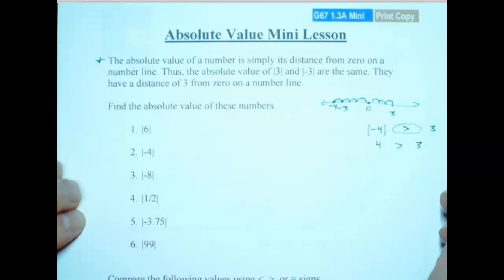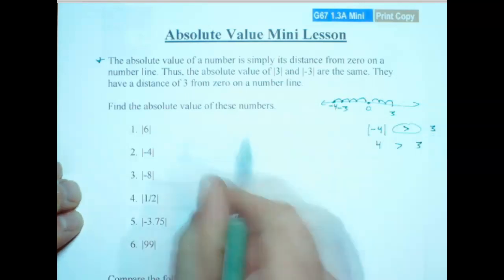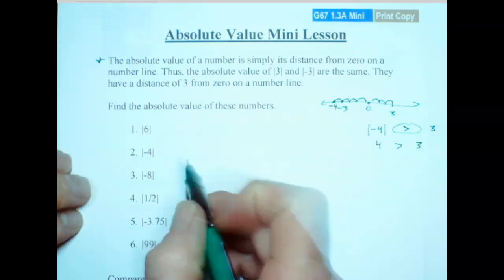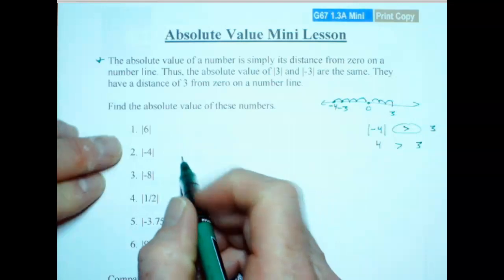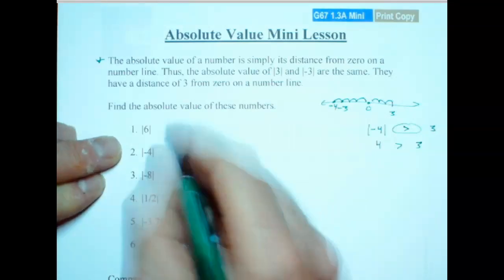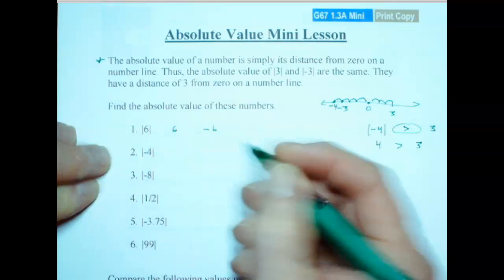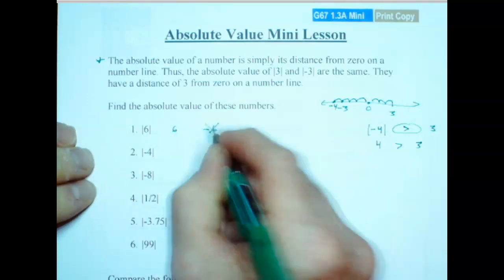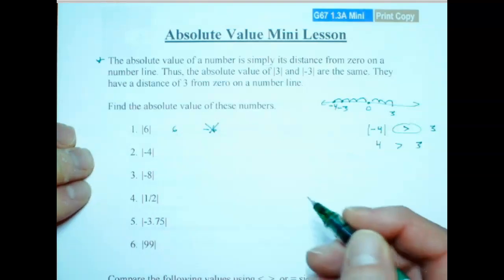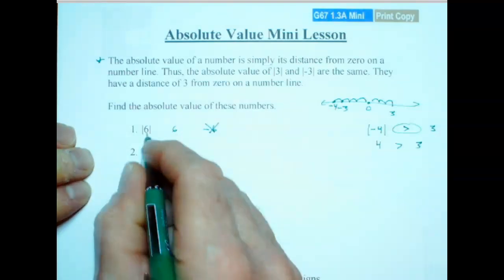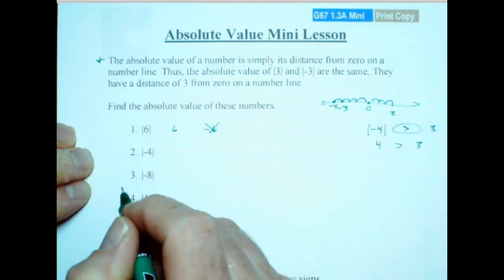Okay? All right, so taking a look at these problems here, what's the absolute value of these numbers? Well, what's the absolute value of 6? Well, the absolute value is 6. Now, a lot of kids think negative 6 because it's the opposite. No, there's no negative distances. 6 is 6 places from 0 on the number line, and so is negative 6. So absolute value is always positive.